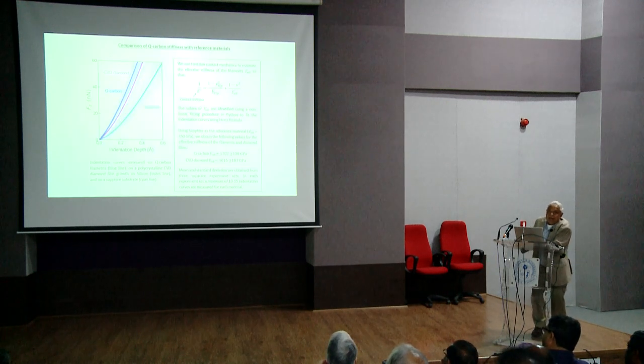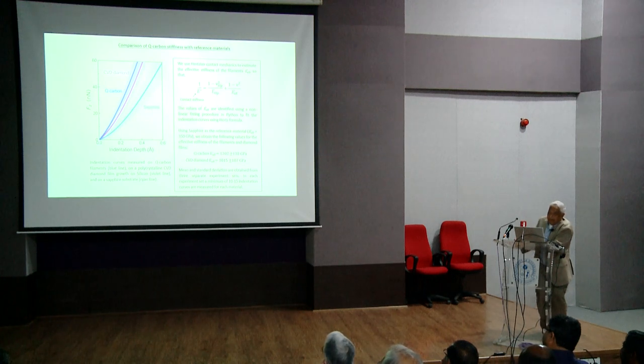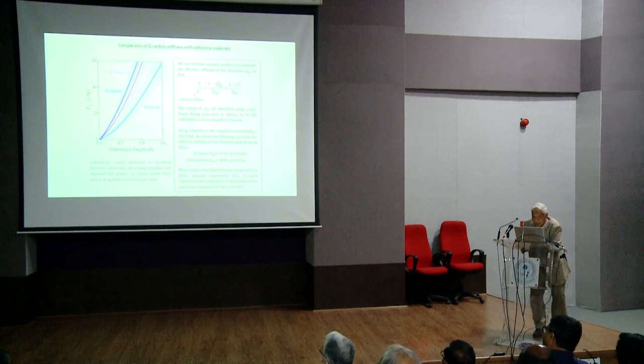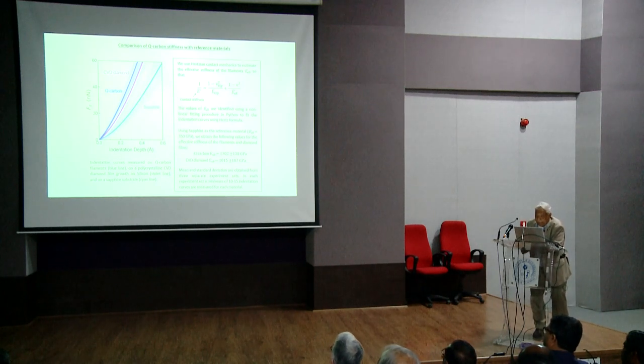This is the experimental result. You can see Q-carbon hardness, the Young's modulus, is 1700 GPa compared to CVD diamond at about 1000. So this is really exciting that indeed we can get 70% harder than diamond.